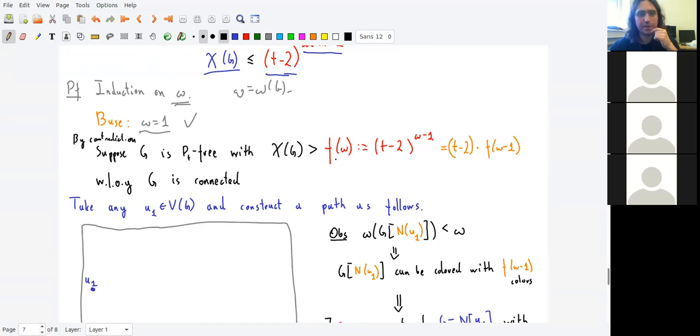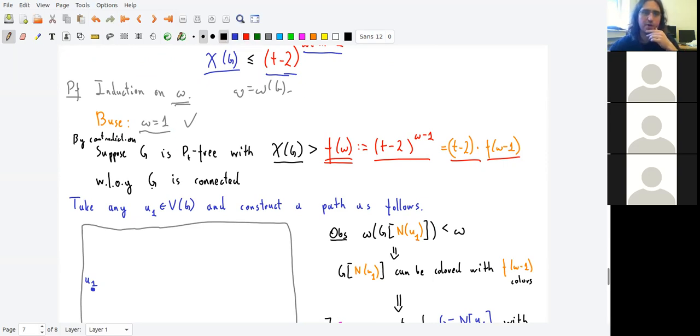Yeah. So suppose that omega is a PT3 graph, and chi is large. Is it larger than this f of omega, which will be a shorthand for this nice function (t minus 2) to the omega minus 1. The main point is that this function satisfies this recursive relation: f of omega is equal to f of omega minus 1 times (t minus 2). So essentially, we'll give a proof that will blow up the bound by a multiplicative factor of t minus 2 with every induction step. Okay, so this is a graph with large chi.